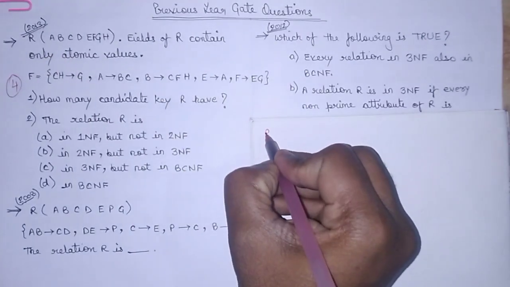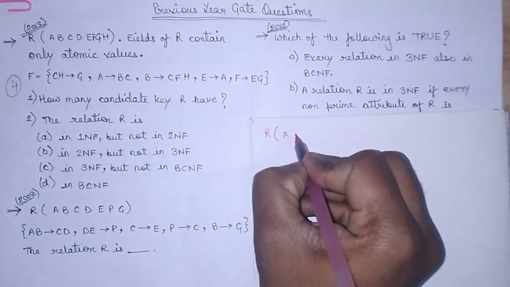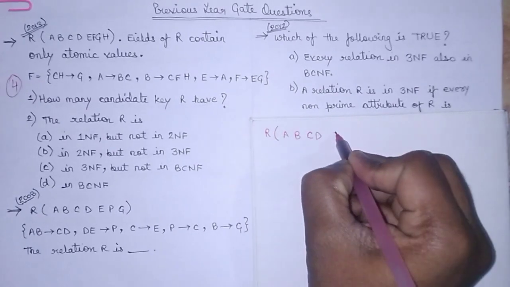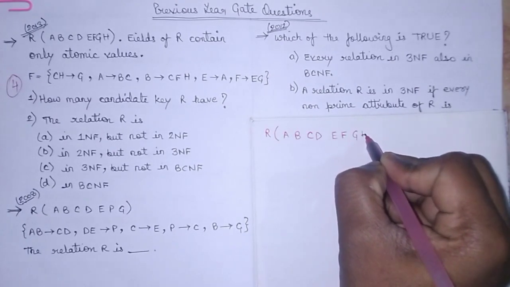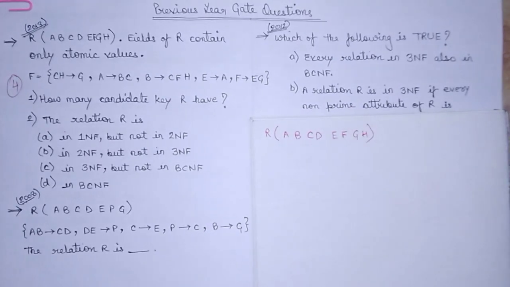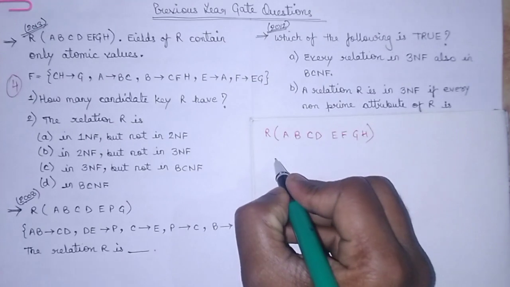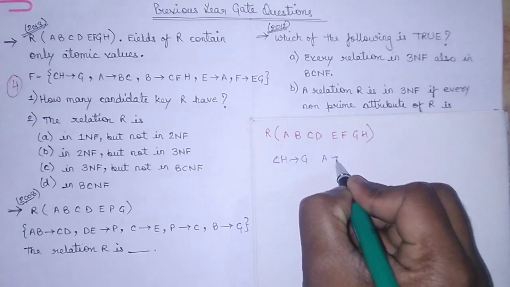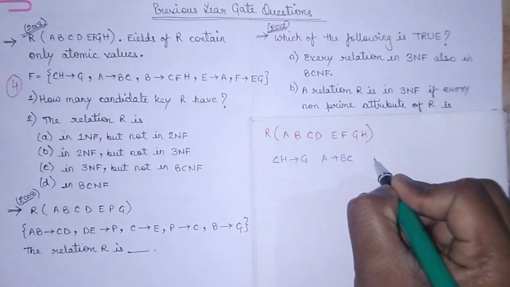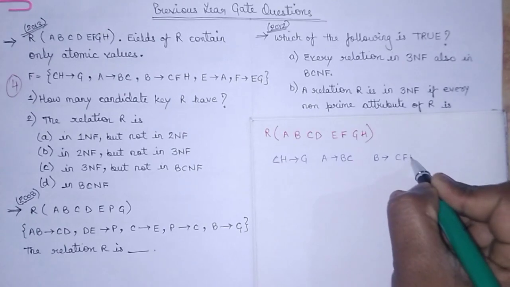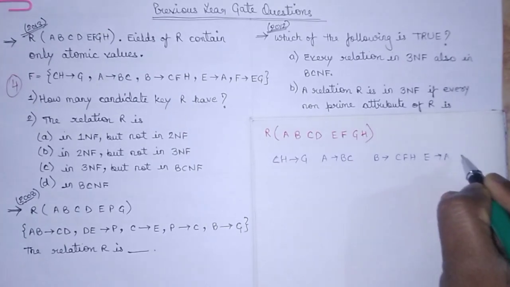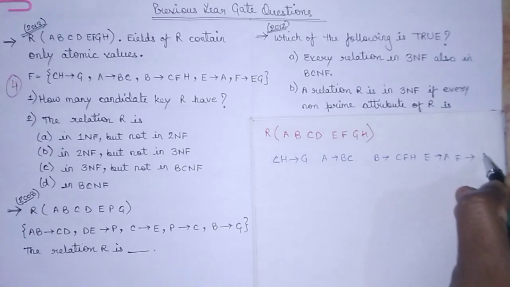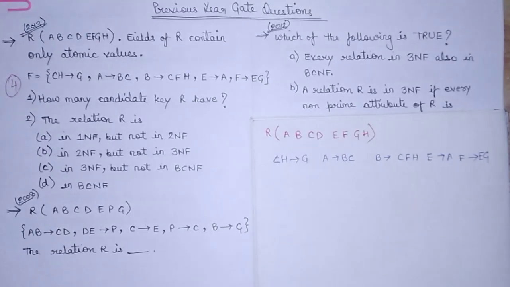So here we are having a relation R with attributes A, B, C, D, E, F, G, H. So we are having 8 attributes and the functional dependencies are given in the bracket. So these are the functional dependencies: CH defines G, A defines BC, B defines C, F, H, E defines A, and F defines EG. Right? So this is the functional dependency.